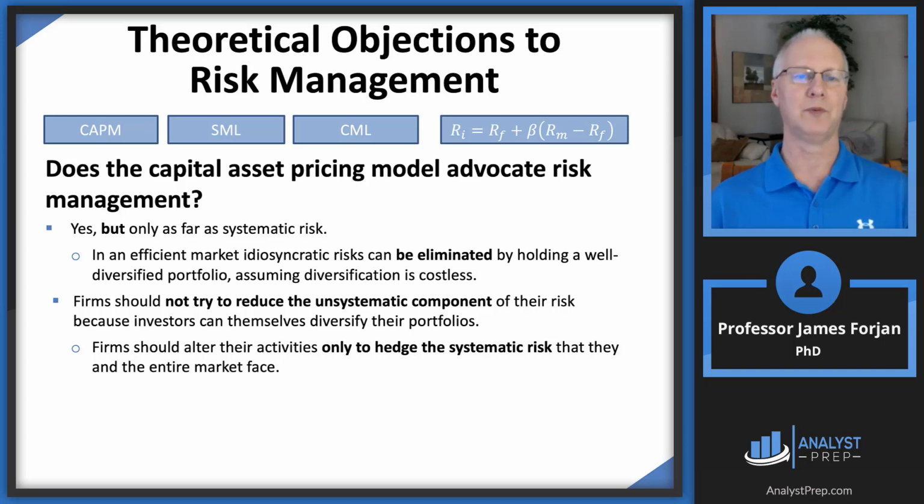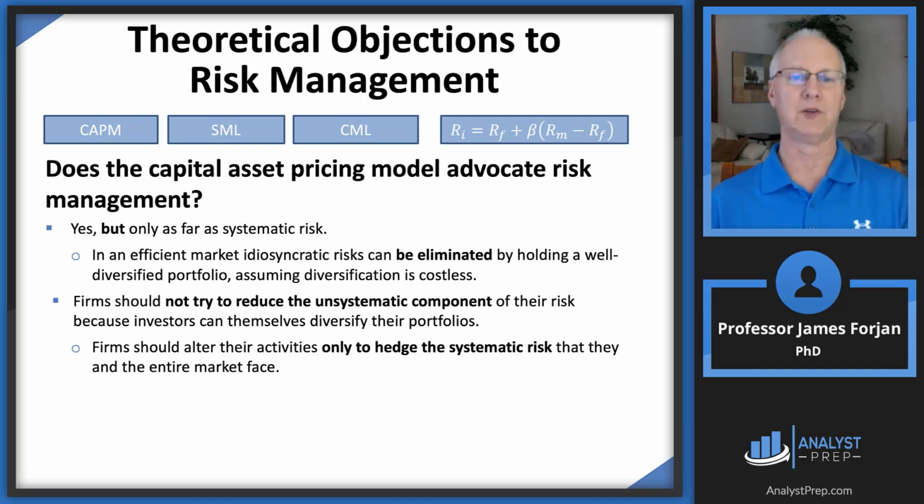And what William Sharpe said is that shareholders are going to hold well-diversified portfolios, and they are going to eliminate what the academics used to call unsystematic risk, but what practitioners tend to call these days idiosyncratic risks. All right, so the conclusion that William Sharpe and others who developed the capital asset pricing model reached is that, of course, risk management is important, but only in the context of well-diversified portfolios.